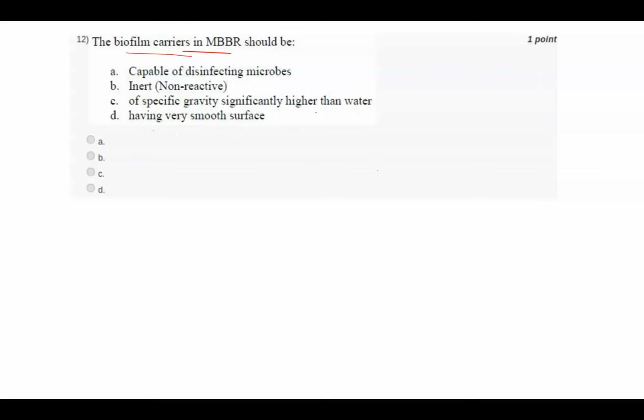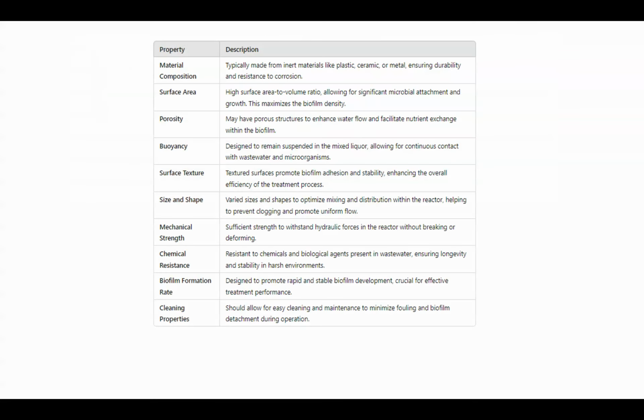Any answer? Yes, right, B is the answer, inert and non-reactive. So why is it?